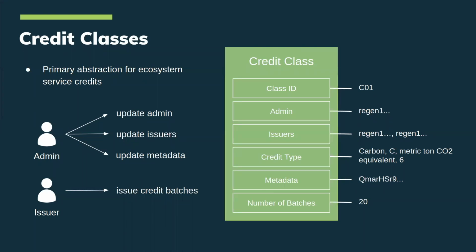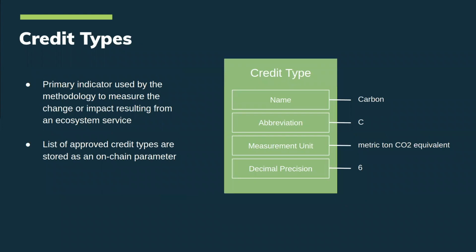And then finally, we have number of batches. So within the credit class, it's going to track the number of batches that have been issued from this credit class. And that's a general overview of the credit class. Next slide, we're going to look at the credit types.